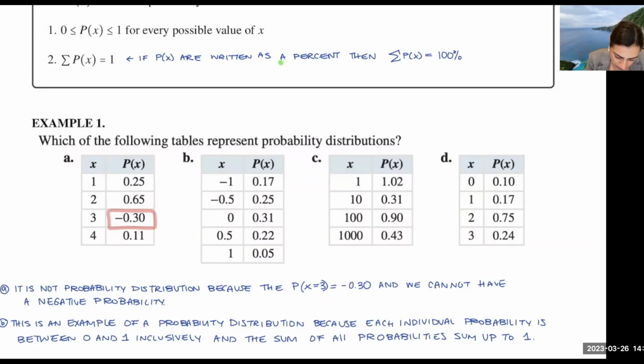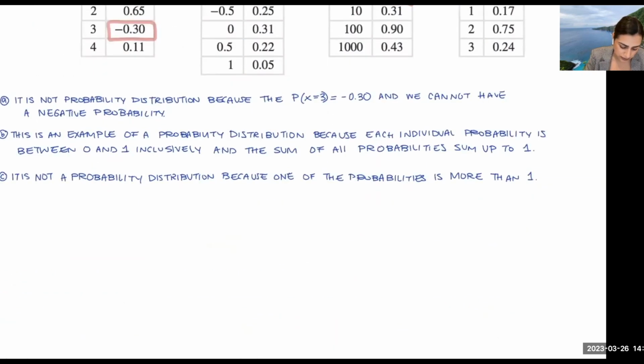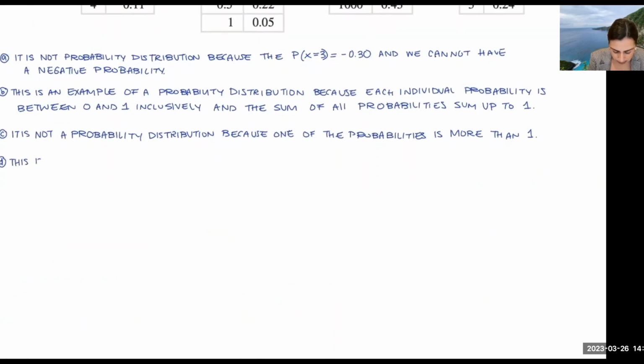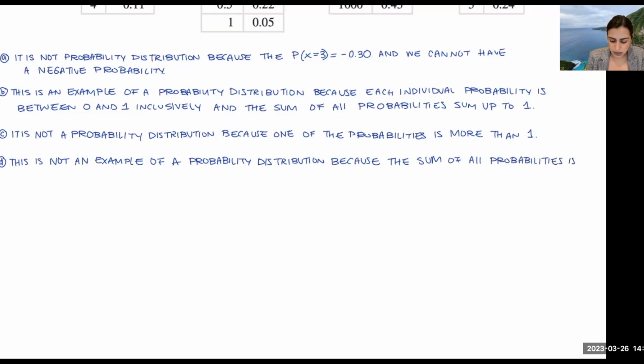So I forgot to note here that that was the problem. But this one here, the sum of all of those was more than 1. Let's go ahead and write that down. This is not an example of a probability distribution because the sum of all probabilities is more than 1.